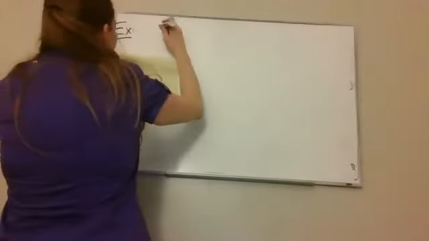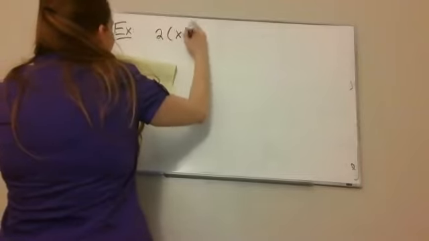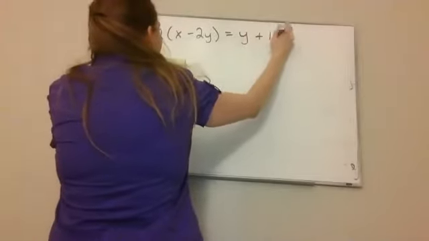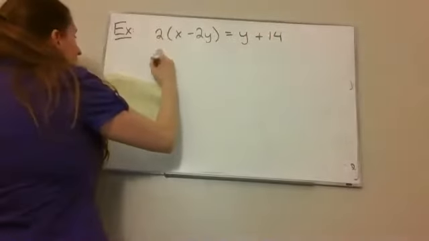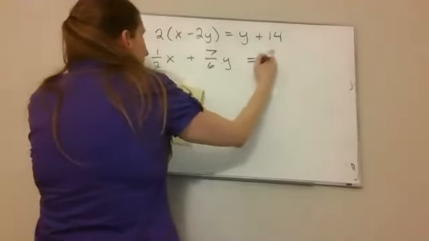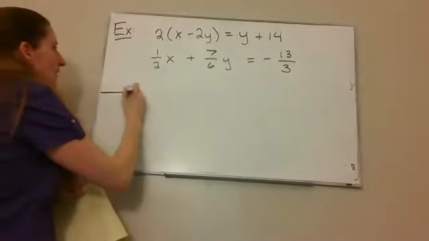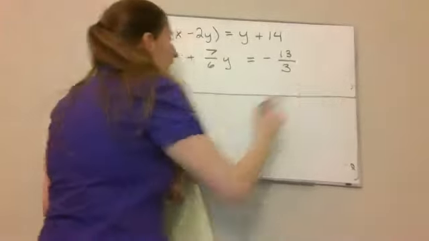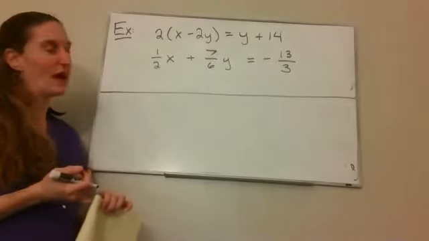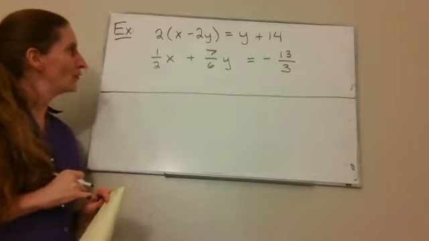How about 2 times x minus 2y equals y plus 14, and 1/2 x plus 7/6y equals negative 13 over 3? Well, the first thing we have to do is get these into standard form, and I'm also going to get rid of all those fractions. So let's get the first equation into standard form first.